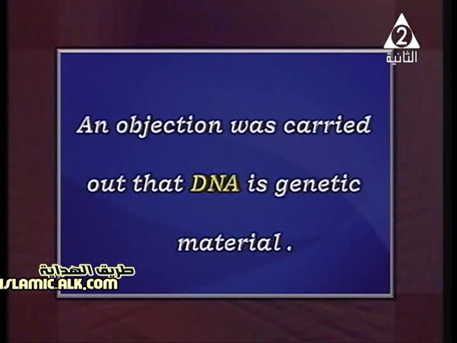An objection was carried out that DNA is a genetic material. Right now, how many experiments do we have? We have Griffith's experiment, but he didn't give us an explanation of how the bacterial genetic information was transformed, while Avery and his colleagues already proved for us that the transforming genetic information was DNA. And finally we have a crucial experiment, which proved that DNA is a genetic material.